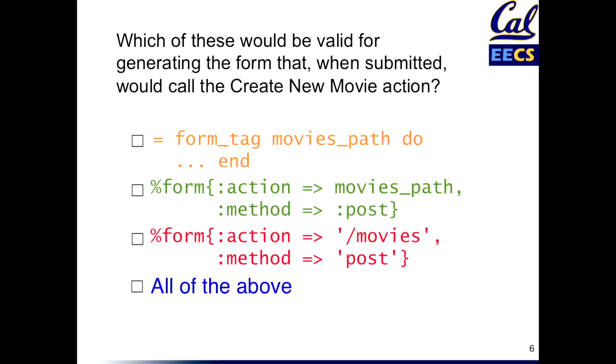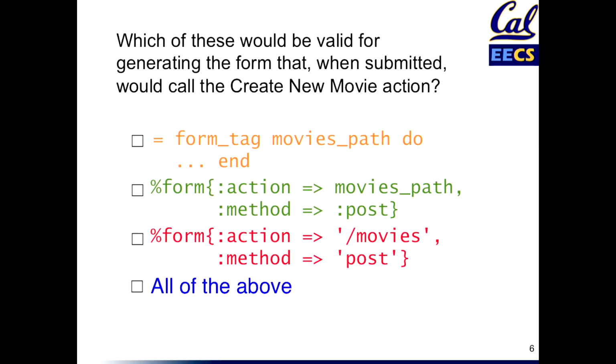Given that, here are 3 possible ways for generating the form tag that, when submitted, would call the create new movie action. And the question is, which of these are valid ways to do it? And by the way these questions are phrased, clearly either exactly one of them is valid or all 3 of them are valid, right? The way that I wrote the question. So take a look at these for a moment.